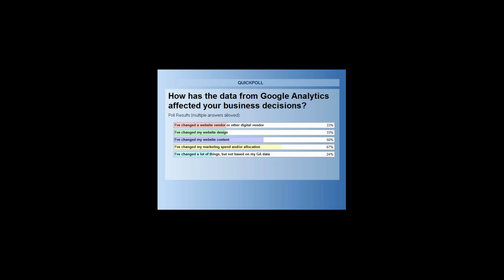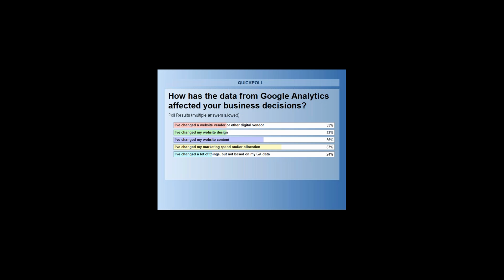All right, here we go. A third of today's audience, 33%, say that they have changed a website vendor or other digital vendor based on the data from their Google Analytics. Another 33%, or perhaps the same 33%, says that they've changed their website design. Oh, 56% of today's audience say that they've changed their website content. The majority, 67% of today's audience, admit that they've changed their marketing spend and or other marketing allocations based on Google Analytics. And then 24% say that they really don't pay that much attention to the Google Analytics data, but they do make lots of changes, but not because of their Google Analytics data.